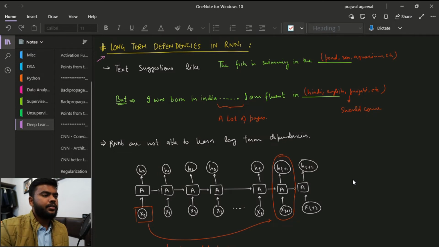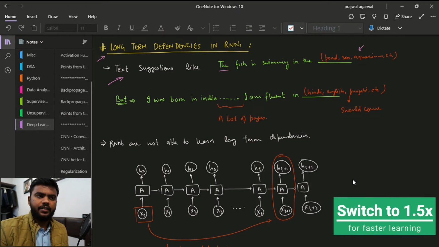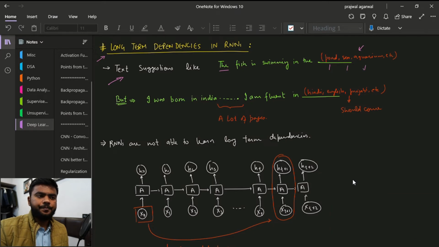Now when you are writing text like this, that the fish is swimming, you get very good suggestions like it is swimming in the pond, on sea, on aquarium. Okay, you get very good suggestions, and that means that RNN is actually identifying the context of your text.